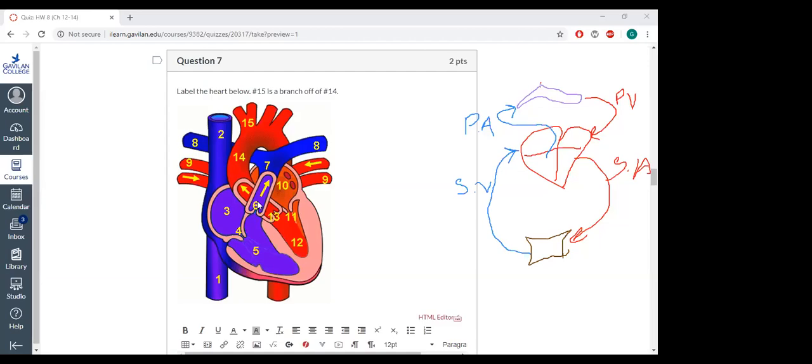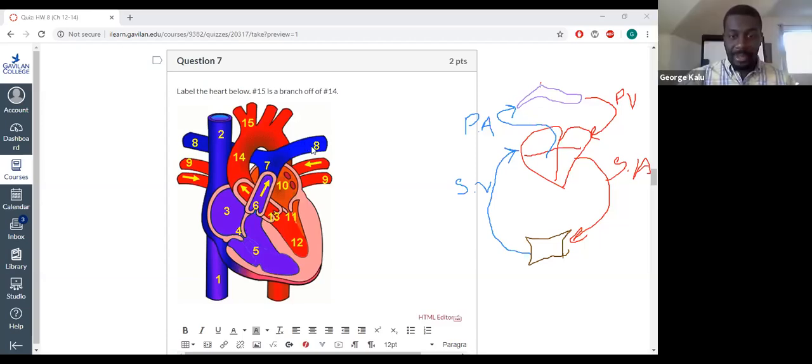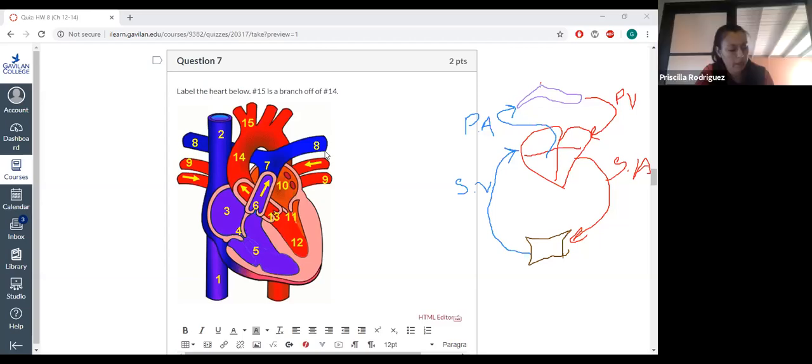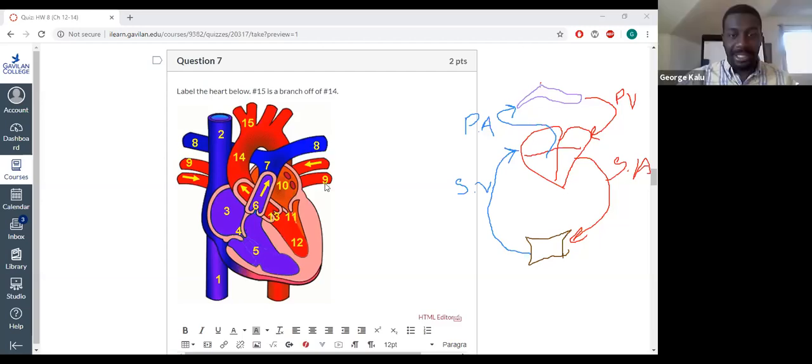Right, the pulmonary valve. And then number 7? The pulmonary trunk. Yep. And then number 8? The right and left pulmonary arteries. Cool.